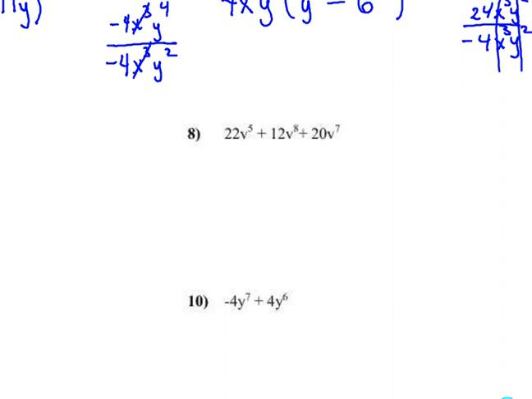Again, they just get longer. It's not anything that's going to be shockingly difficult. We're looking at 22, which is 2 times 11. We're looking at 12, which is 2 times 2 times 3. You're looking at 20, which is 2 times 2 times 5. Remember, common factor means it's the same all the way through. That's why I'm pulling out a 2. So I have a 2. What's the lowest amount of V's? V5.